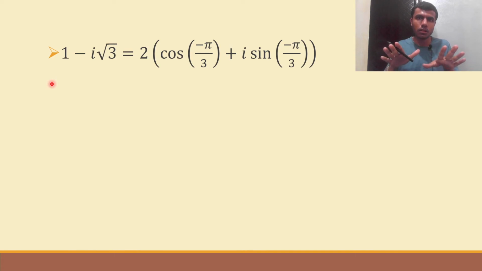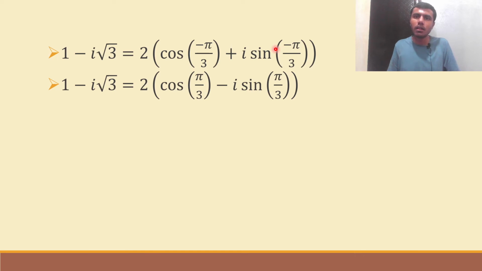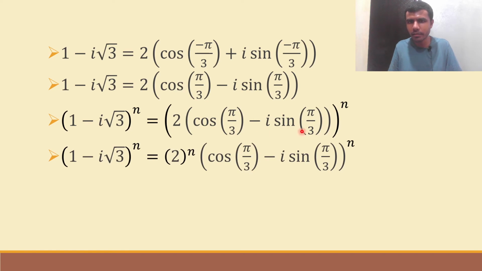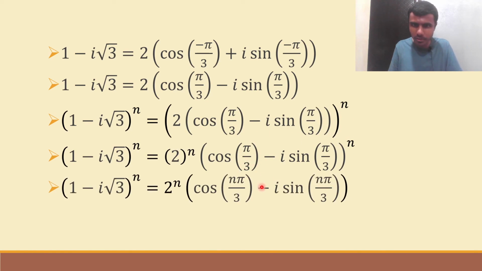Now, listen carefully guys, cos of minus theta is cos theta, so cos of minus pi by 3 is cos pi by 3 only. Sin of minus theta is minus sin theta. So I'd get cos of pi by 3 minus i sin pi by 3. Now again apply power n. Similar process guys. Again, 2 power n into the second bracket to the power n. Again by de Moivre's theorem I would get this.